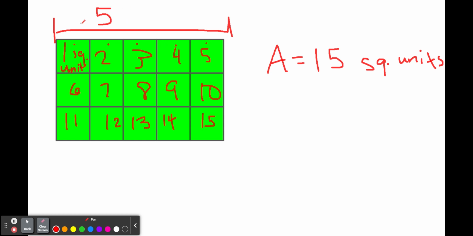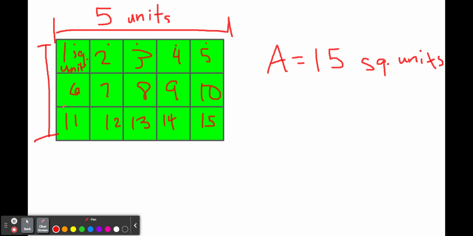And we don't have square units. We just have 5 units, because when we're measuring length, we're not measuring square units. We're just measuring units. Now we have to go ahead and figure out the width, which is going to be this amount right over here.